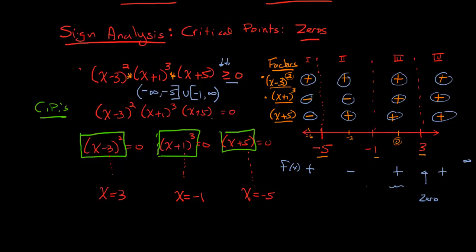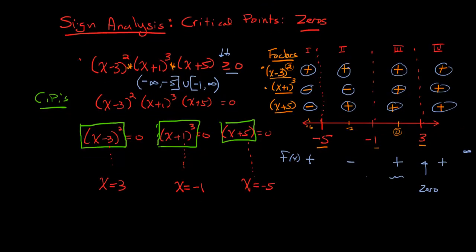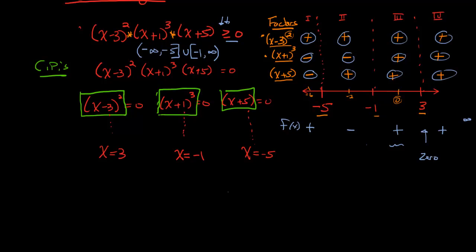negative infinity. So now, let's change up this question ever so slightly. Let's say I asked you, where is this function greater than 0? So I want to know where x minus 3 squared times x plus 1 cubed times x plus 5 is greater than 0. Let's see how that changes.